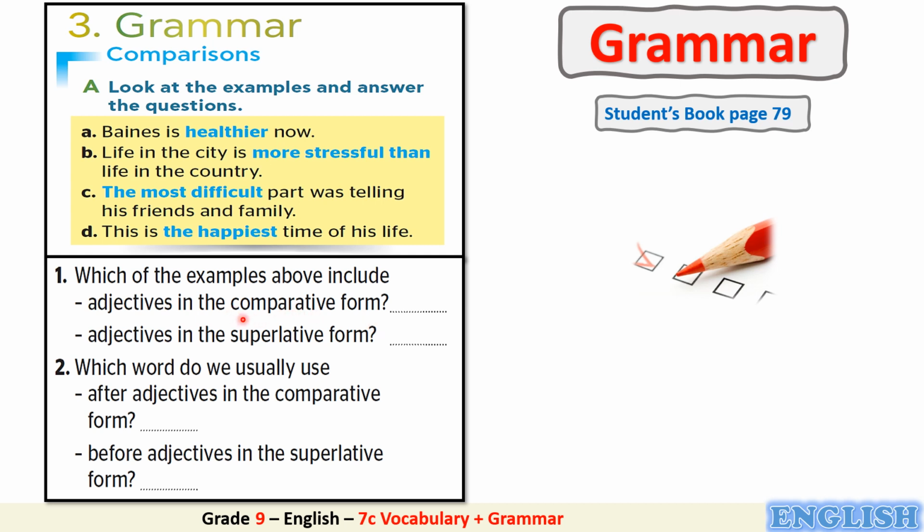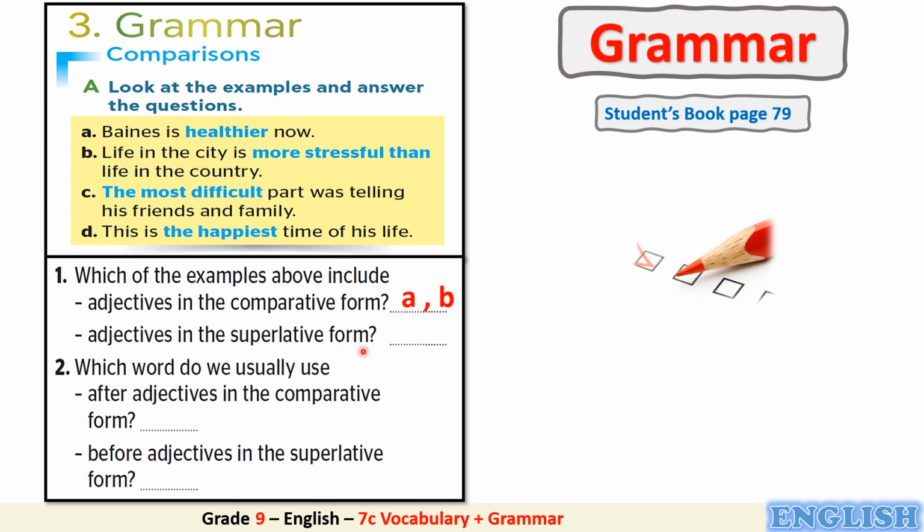Comparative. When we compare between two people, two things, or two animals. Excellent, my students. In example A and B we have comparative. Er, and more with long adjective. And here we have than. Excellent, my students.